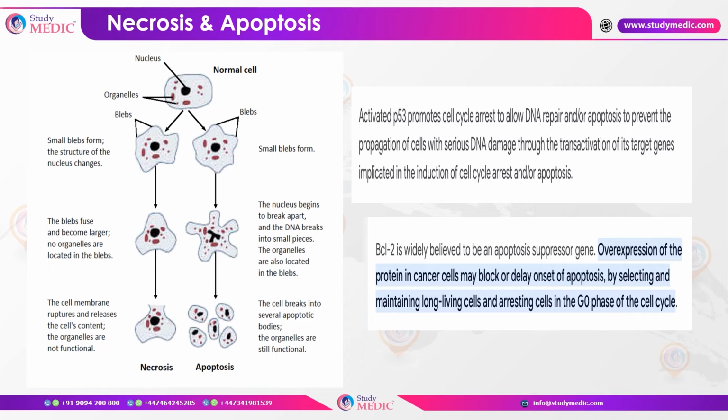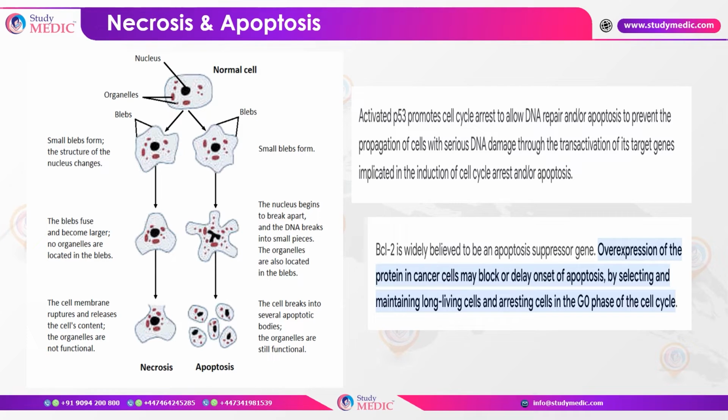Next important topic is about necrosis and apoptosis. Two important things to remember about necrosis. Necrosis is something that doesn't happen very commonly. There has to be an injury to the cell, and after that the cell is not able to recover from the injury, and that is why it undergoes necrosis. Necrosis will not affect a single cell. The surrounding cells also will be affected. Whenever necrosis happens, the cell membrane ruptures and releases all the cell contents, and the organelles are not functional.